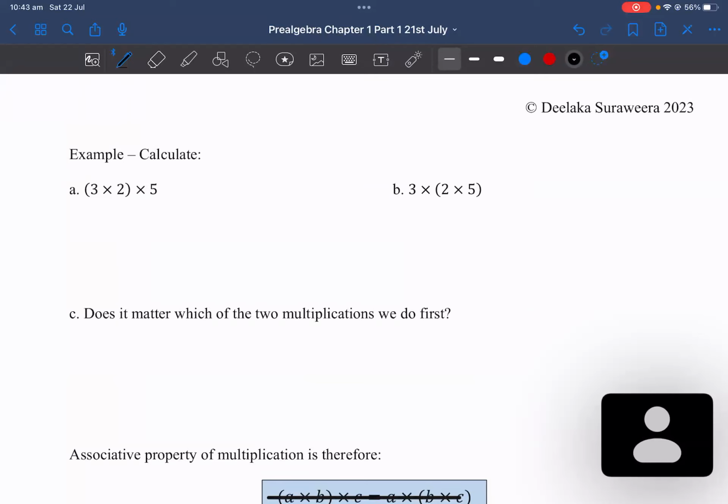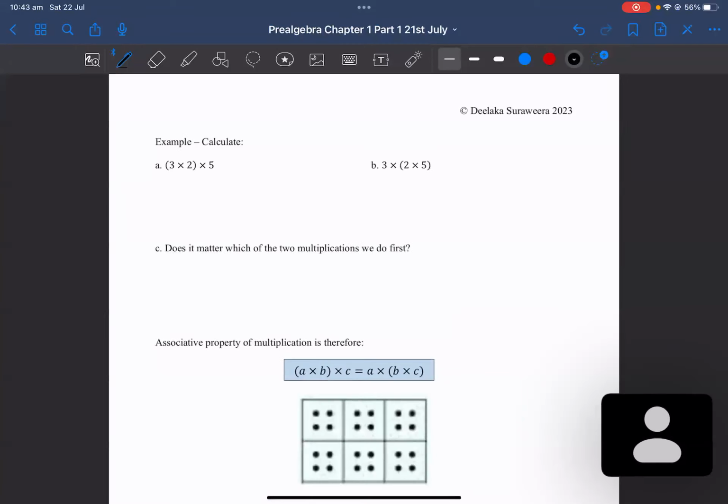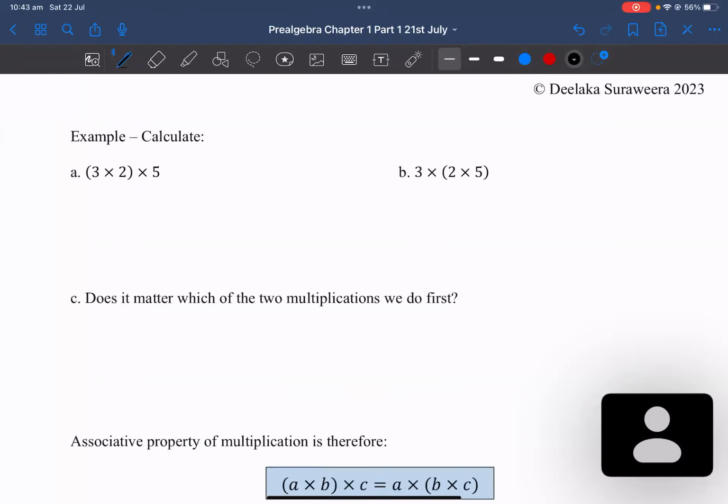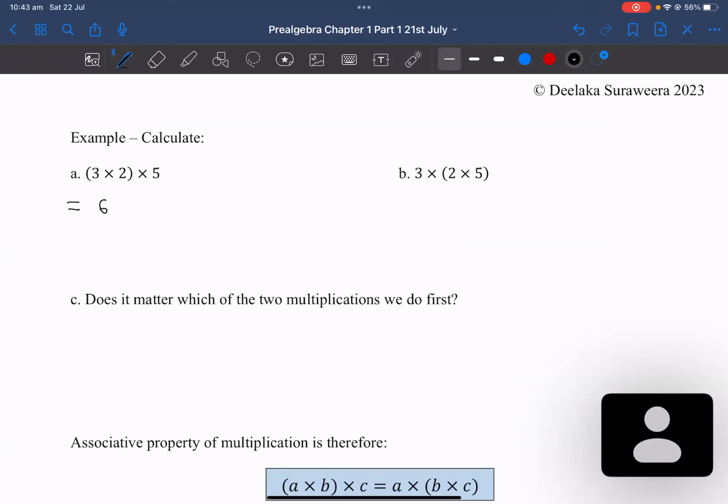Another one. We'll go to the second one, which is the associative property. Any questions with this? All right. We'll go to this example. Let's calculate 3 times 2 times 5, where you do 3 times 2 first. So 3 times 2 is 6, times 5 is 30. Here we do 2 times 5 first, which is 10, and then you multiply that by 3 to get 30, like you said, Sarah.